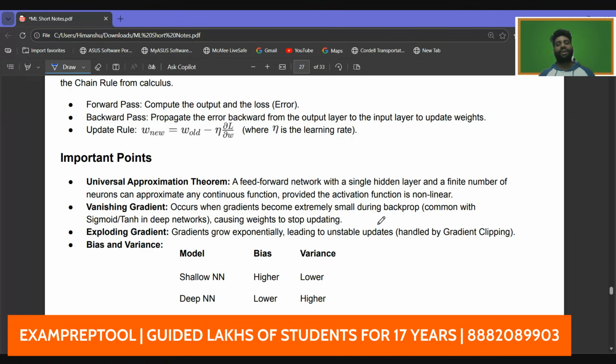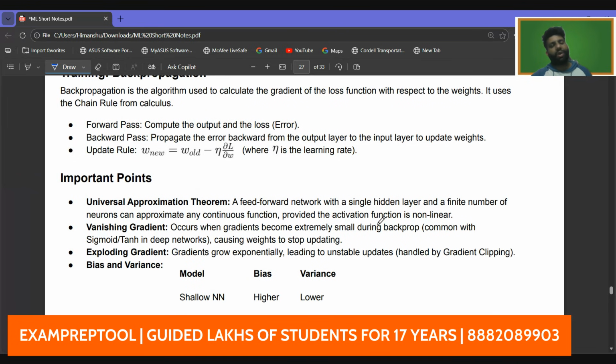Now you want to keep them bounded. There you use gradient clipping, where you define a range for the gradient, and you say that it should not go beyond that. If it goes beyond, you clip it and keep those as the gradient values. Okay, bias and variance. If the neural network is shallow, the bias can be higher and variance can be lower. But if it's a deep neural network, we tend to get lower bias because it even learns the noise. Variance becomes higher in that case.